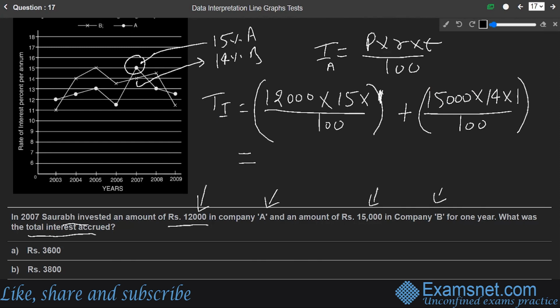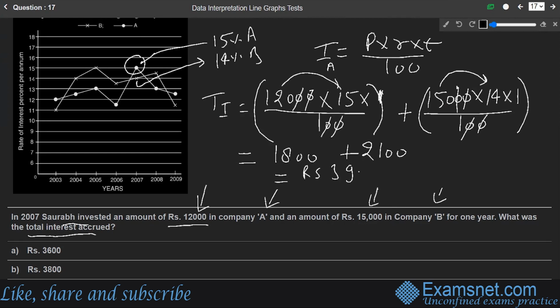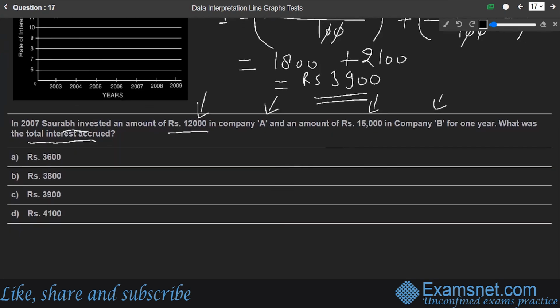If we solve this and then add the two together, the first value comes out as follows: 100 can be cut like this. So 120 into 15, that is 180, so it has to be 1800, plus this one. If we cut the zeros like that, 150 into 14, that is nothing but 210, so it becomes 2100. 1800 plus 2100 is nothing but the total amount of interest, rupees 3900. That becomes the right answer for us, which is available in option number C.